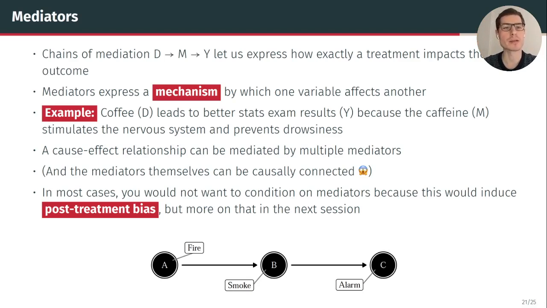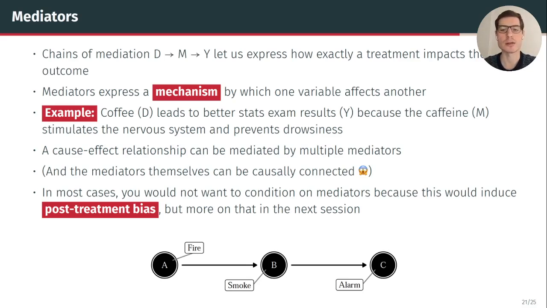Now, why are mediators both interesting and also potentially problematic? It's because in most cases, when you are mainly interested in the total effect of D on Y, you would not want to condition on the mediators, because this would induce so-called post-treatment bias, or to put it differently, it would take away some of the effect that you are actually interested in. If that sounds complicated, no worries, more on that in the next session, because this is a fairly important pattern.